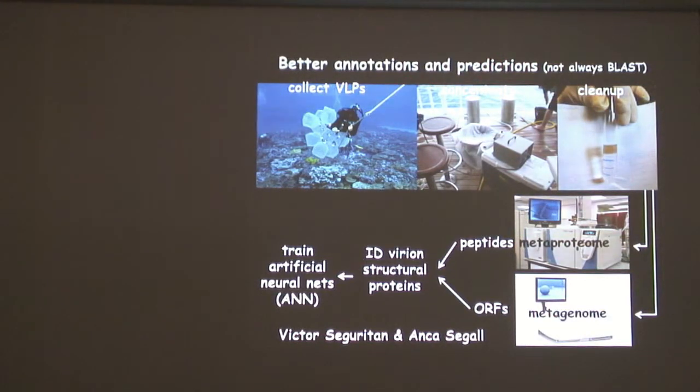And that means you don't always use BLAST. So we'll collect the viruses, concentrate them, clean them up again, and now we're doing metaproteomes at the same time we do the metagenomes. Okay? And then we take the peptides here and we map them onto the ORFs that we get here, and we're able to identify the viral structural proteins from a community. Okay? And then we train neural nets with these genes and ask, what do we have?